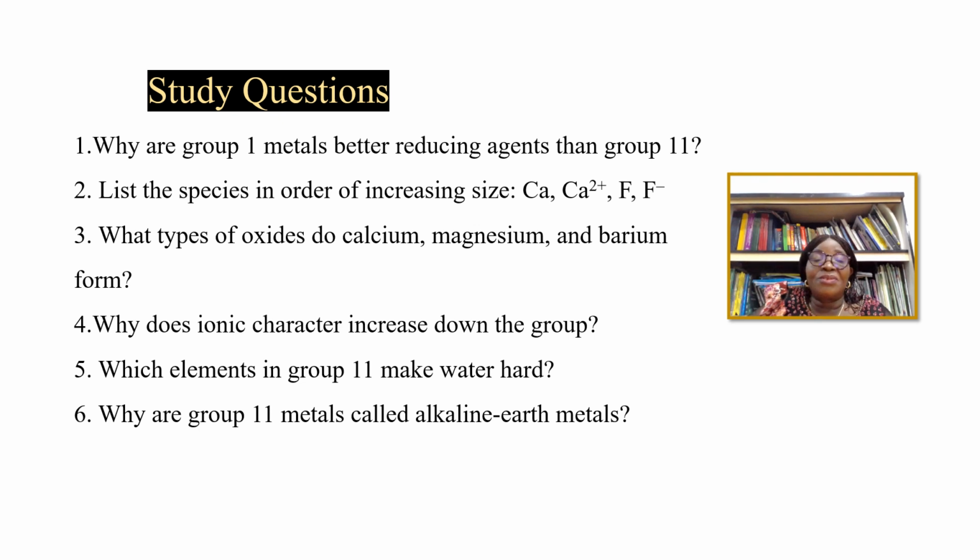We have some study questions for you to attempt. Why are group 1 metals better reducing agents than group 2? List the species in order of increasing size: calcium, calcium ion, fluorine, and fluoride ion. What types of oxide do calcium, magnesium, and barium form? Why does ionic character increase down the group? Which elements in group 2 make water hard? Why are group 2 metals called alkaline earth metals?